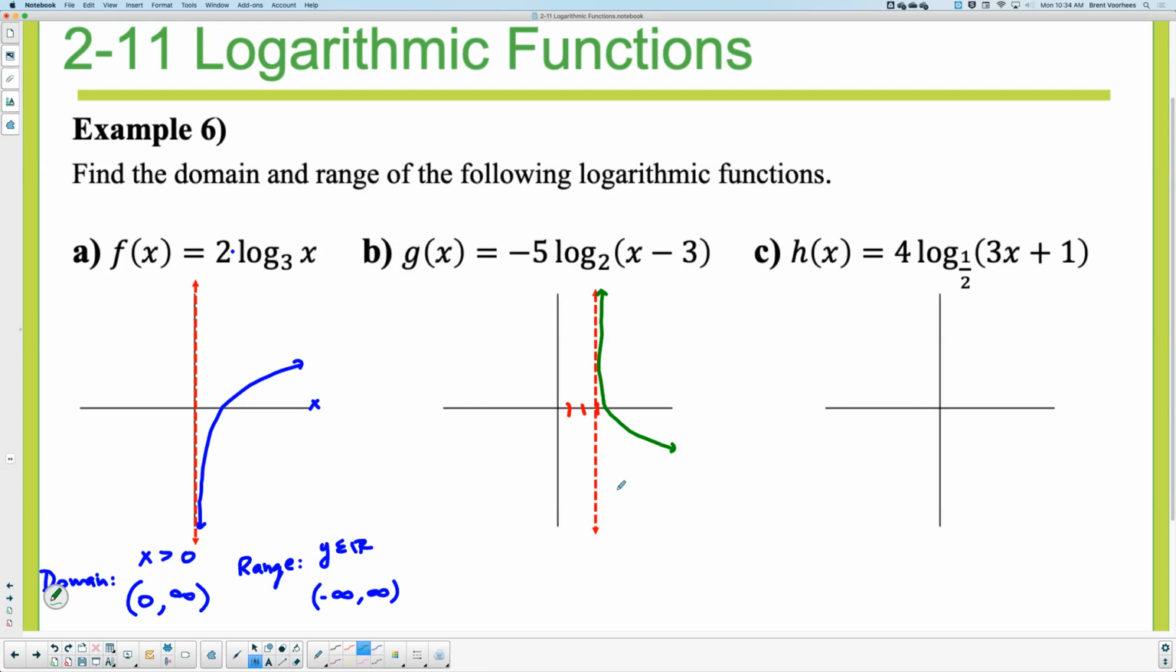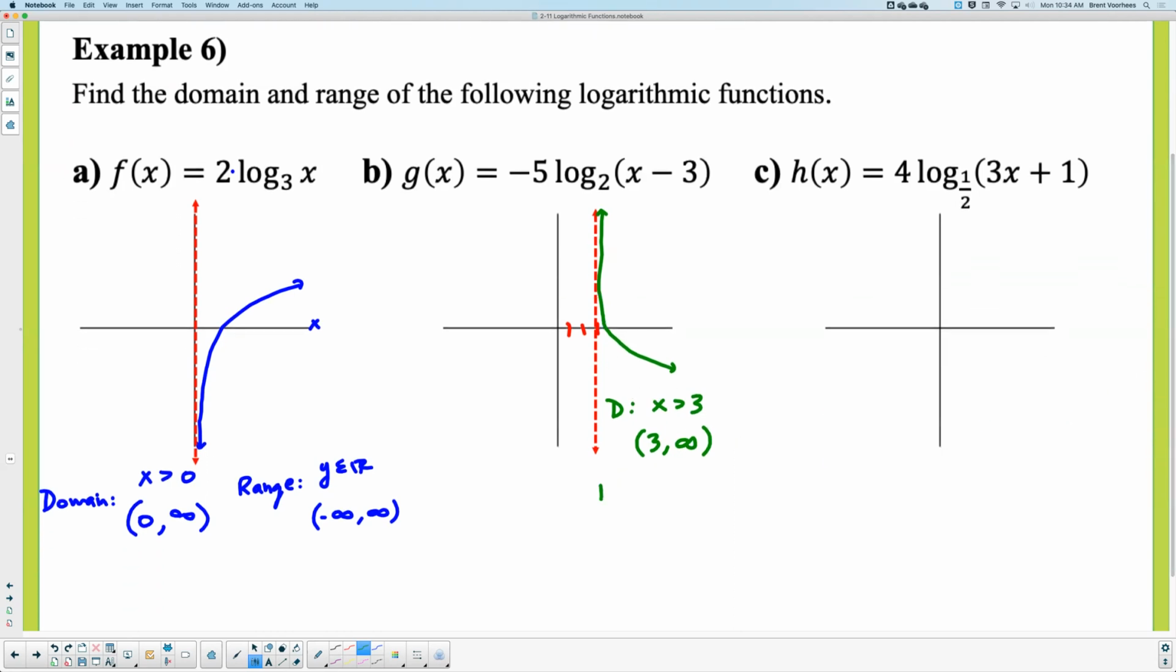So let's talk domain here. X has to be greater than what number? 0. Not 0, greater than 3. Okay, which in using interval notation, it's 3 to infinity. Okay, what about my range? All reals. Again, all reals and negative infinity to positive infinity. That should be the range of every logarithm unless it's restricted.